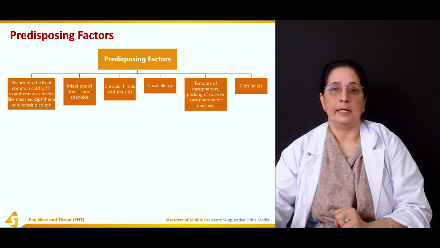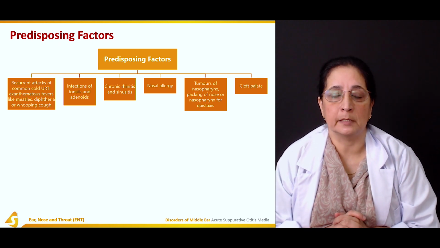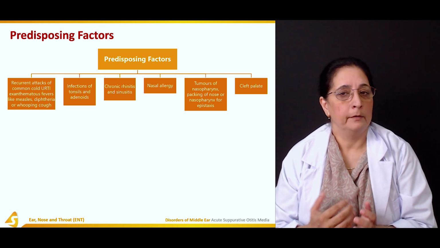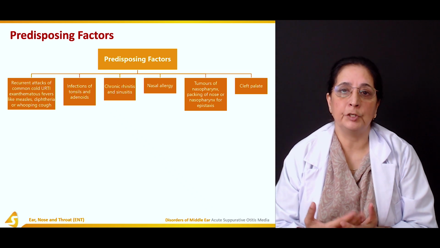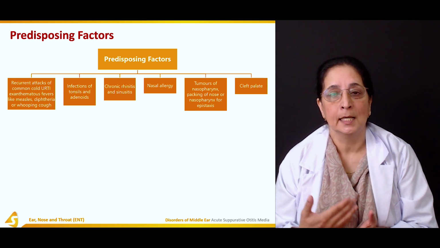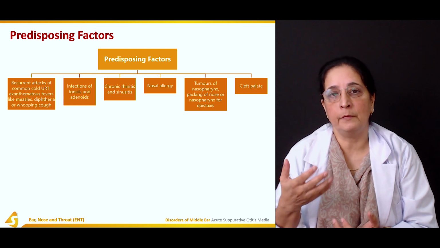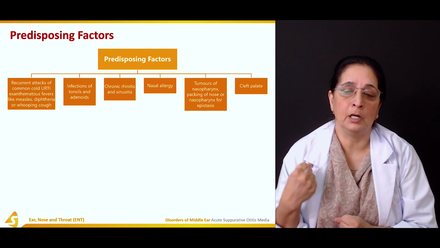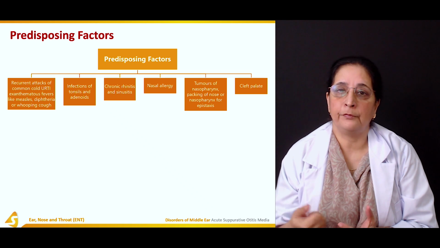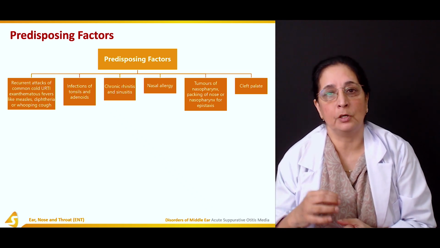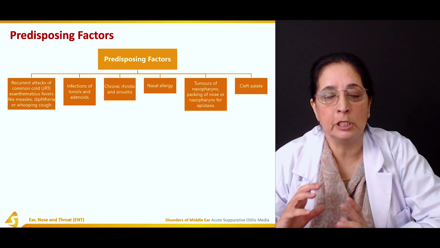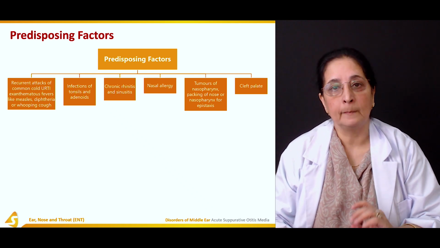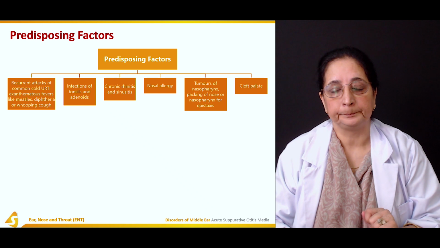And then the cleft palate can also lead to suppurative otitis media. So all these are very, very common predisposing factors. Somebody with upper respiratory tract infections, rhinitis, sinusitis, allergies, they always complain of pain in the ear, and sometimes because of increased pressure or inflammation or fluid in the middle ear, it causes pressure on the tympanic membrane and leads to perforation in the tympanic membrane. So all these can lead to acute suppurative otitis media.